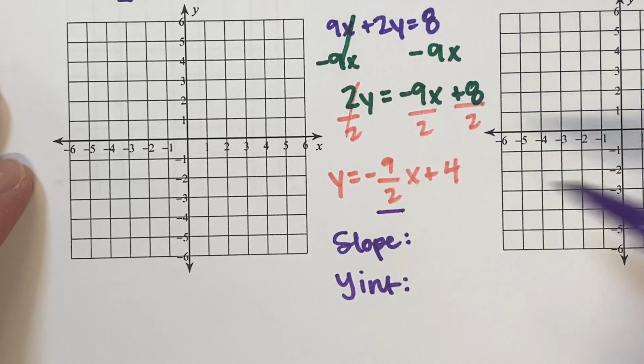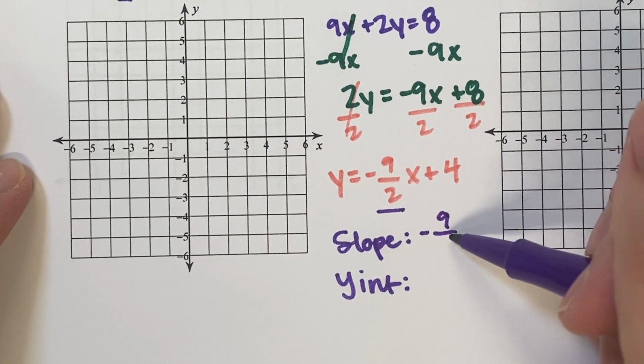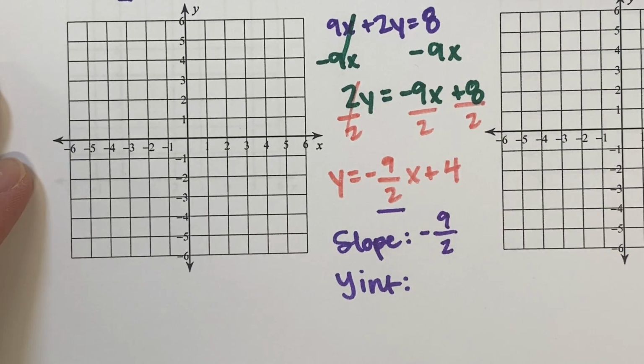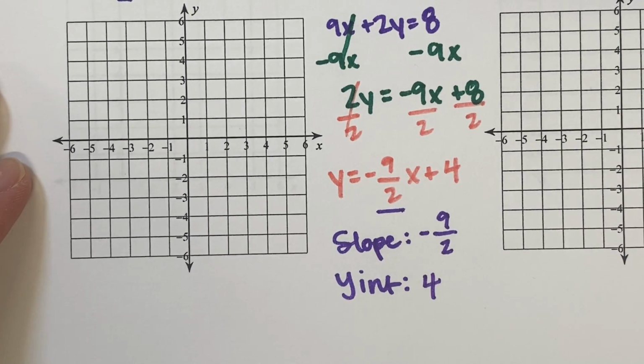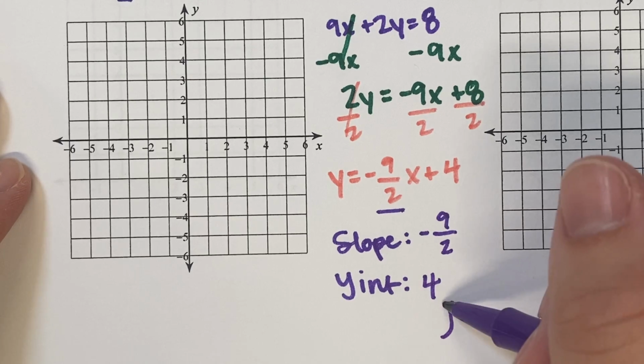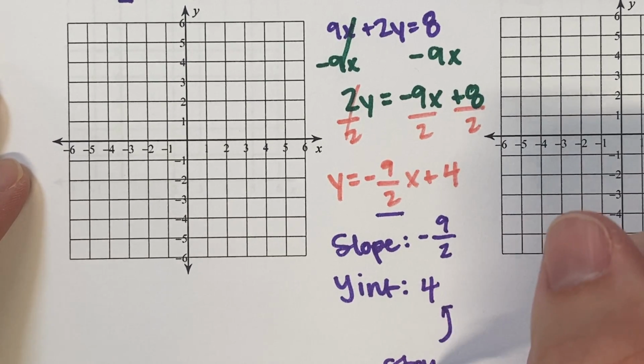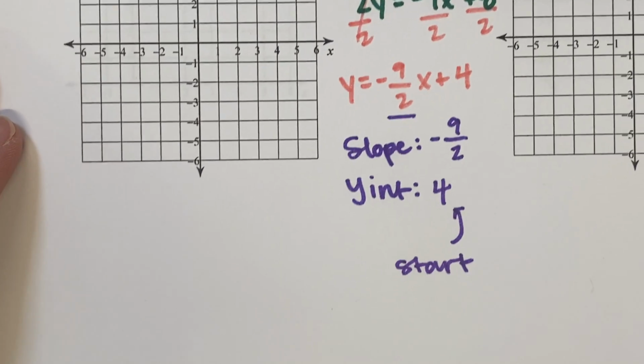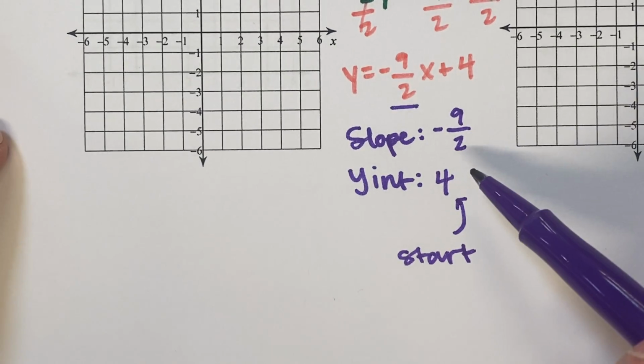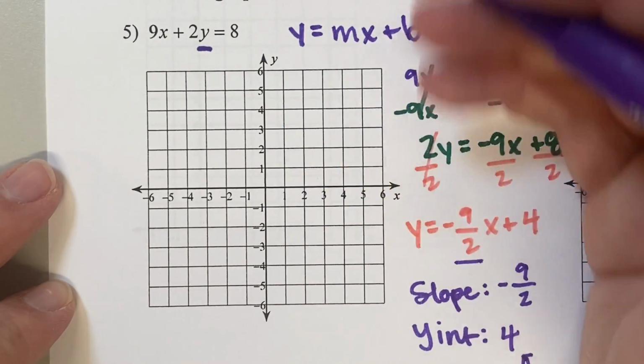Well, my slope is always in front of the x, so negative 9 over 2. Y-intercept, positive 4. Okay, and remember that our positive 4 is always our starting point. That is a point on the graph. Okay, so we always start with that positive 4. So we're going to find positive 4 on our y-axis, put a point.